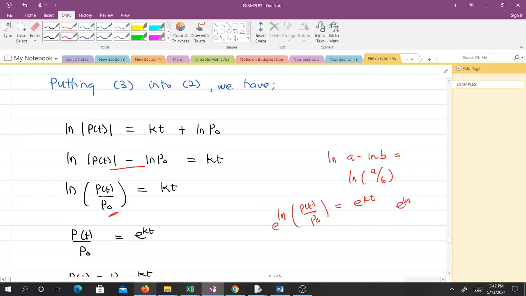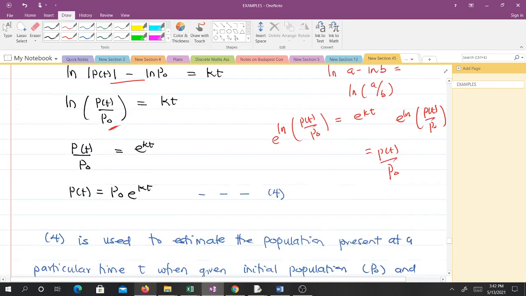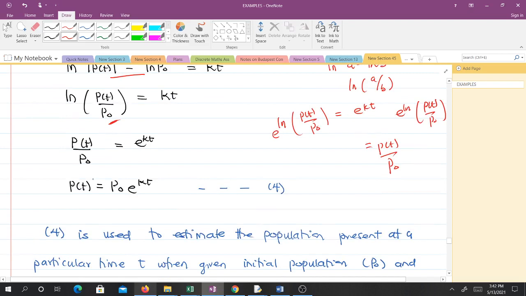ln p of t over p naught will simply give us p of t over p naught. So that's why you can see p of t over p naught is equal to e^kt here. And you can multiply it by p naught and you get p of t will be equal to p naught e^kt. And this equation 4 happens to be the analytic solution for the model we had.